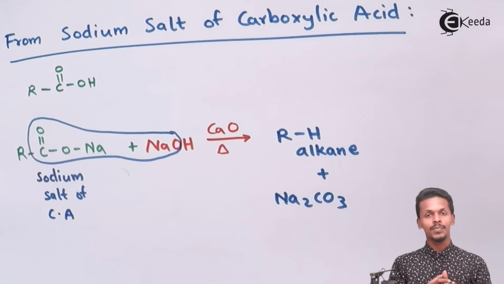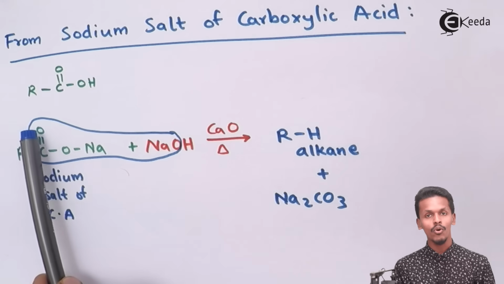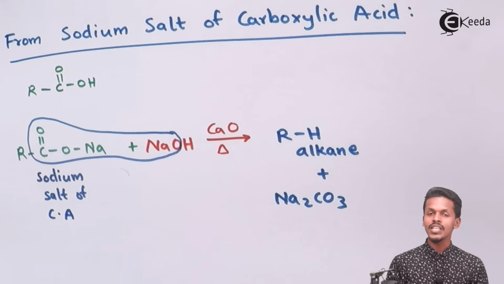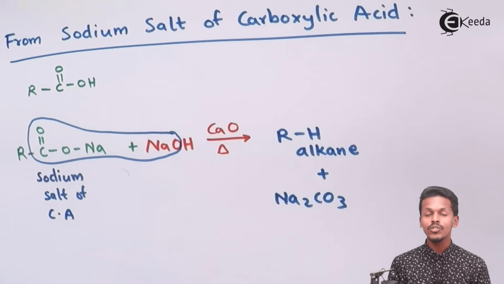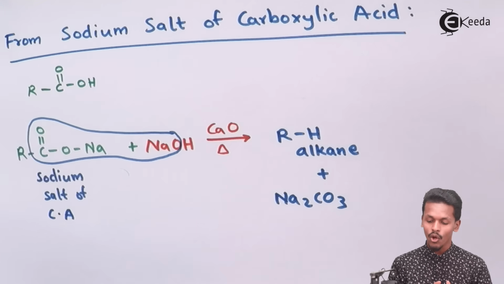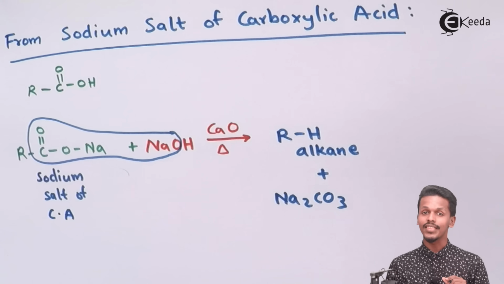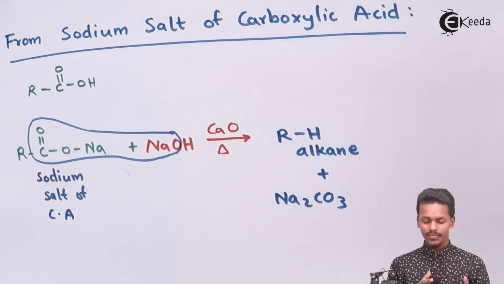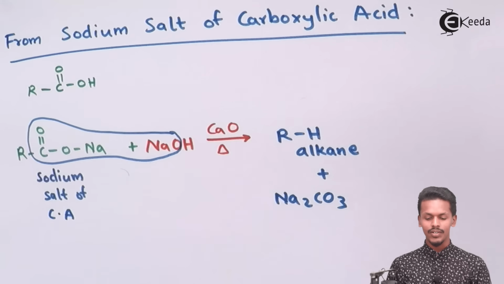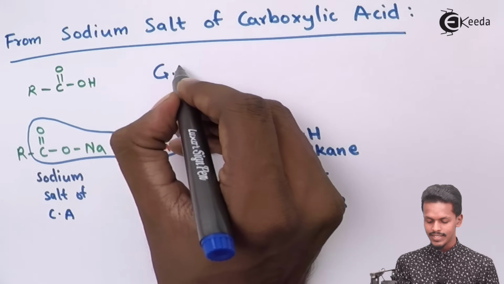So this implies that the carbon has been removed in the form of carbon dioxide, that is, C double bond O and O has been removed. This kind of process where carbon dioxide gets removed is known as decarboxylation. So by decarboxylation of sodium salt of carboxylic acid, we can convert it to its alkane with one carbon atom less. This is the general reaction where we could convert sodium salt of carboxylic acid to an alkane.